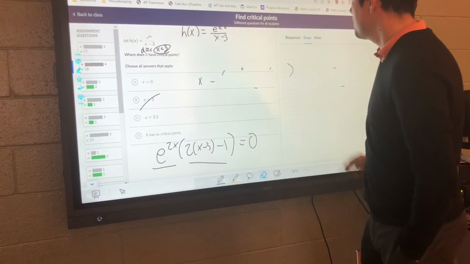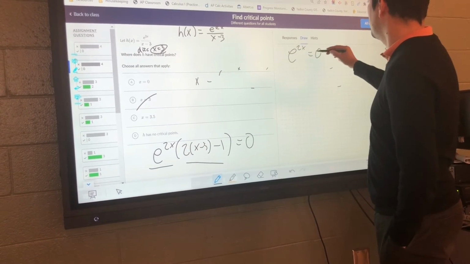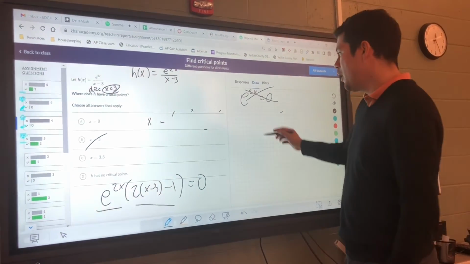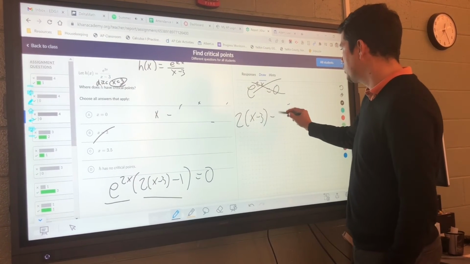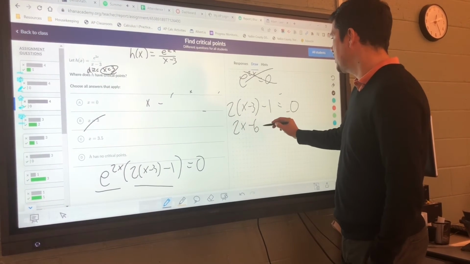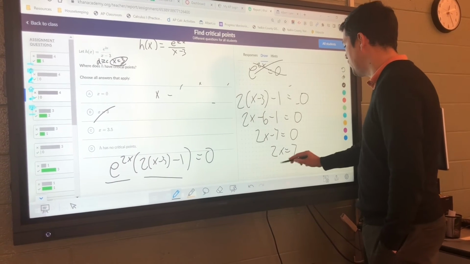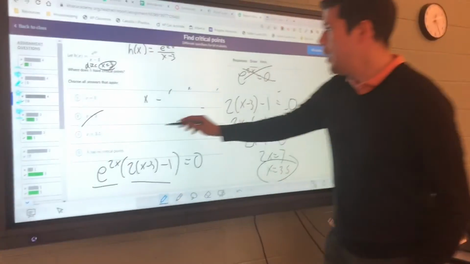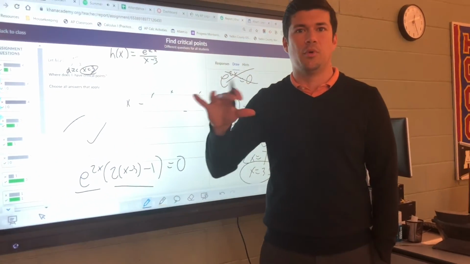So we can say either e to the 2x equals 0. This is not going to happen. That's an exponential function. It has a horizontal asymptote at 0. But we can say 2 times x minus 3 minus 1 equals 0. So that's 2x minus 6 minus 1 equals 0, or 2x minus 7 equals 0. 2x equals 7, and x equals 3.5. So x equals 3.5 is a critical point. The derivative is 0. I could say that it is a local maximum or a local minimum.